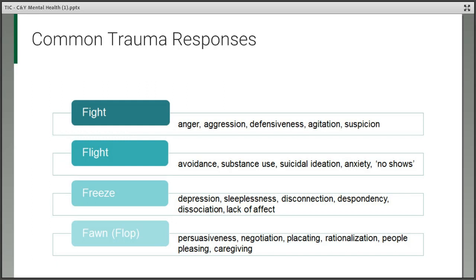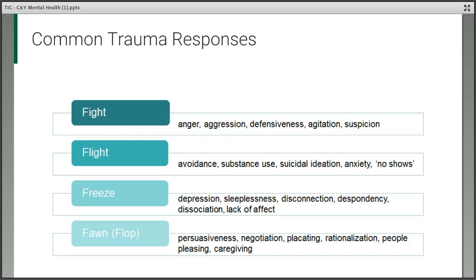Folks who go into flight mode tend to leave, or they just avoid things altogether so they don't ever get there, so they don't have to leave. And that is the core coping strategy for those folks: avoidance. That can look like a variety of things, substance use, so numbing out. For some people, it shows up as suicidal ideation. That doesn't mean that other trauma responses don't include folks who express suicidal ideation.